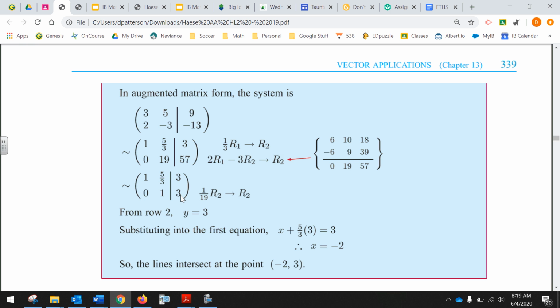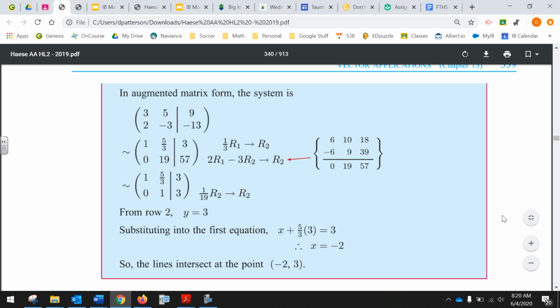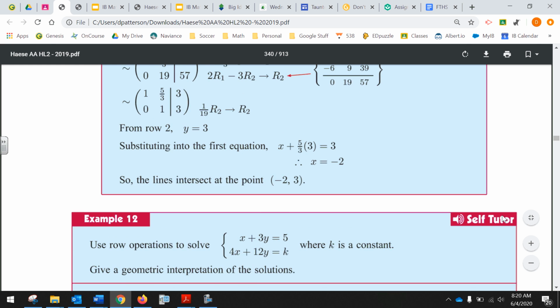So as soon as we look at that, we know since this is 0x plus y equals 3, that y has to be 3. And then when I substitute y equals 3 into the first equation, I end up getting x equals -2. So for that reason, I know that these two lines intersect at -2, 3. Therefore, these are intersecting lines. All right, let's take a look at this next example.